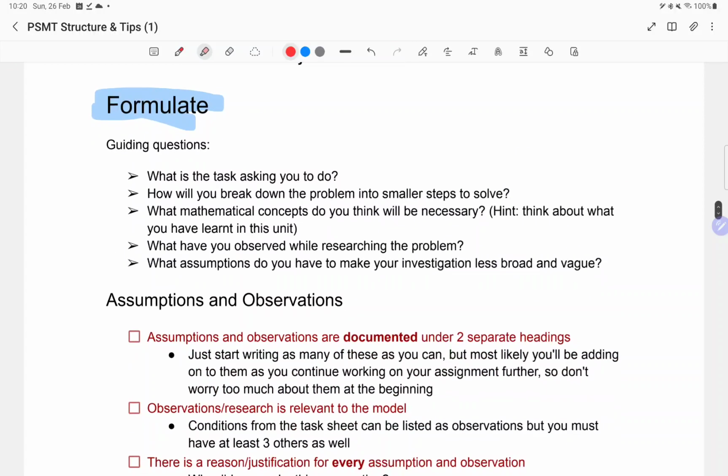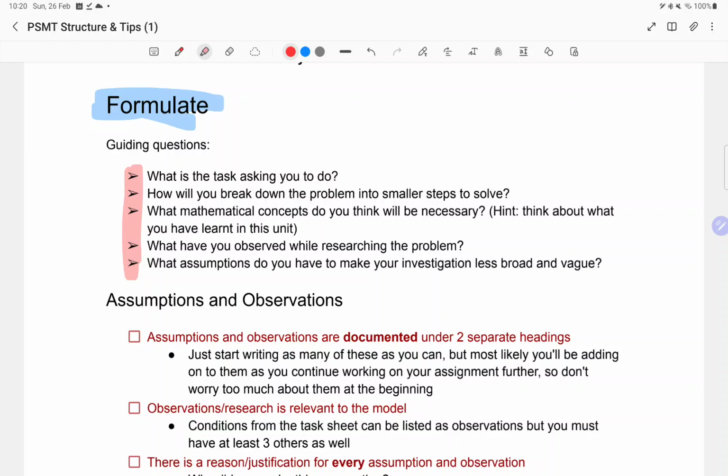Okay, formulate. Formulate is the idea of planning out your assignment. You have to plan out what you will be doing, and in order to do that, I put in some guiding questions here. Go back, think about it. What is the task asking you to do? How will you break down the problems, and what concepts? What have you observed? What assumptions?